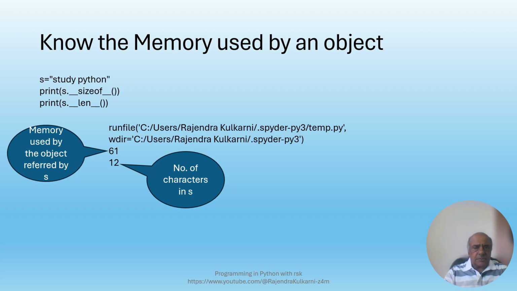Then there is another method which gives us the length of the string. It is s dot, two underscores, len, two underscores, and then parentheses. It gives us the number of characters in the identifier which is referring to the string study Python.